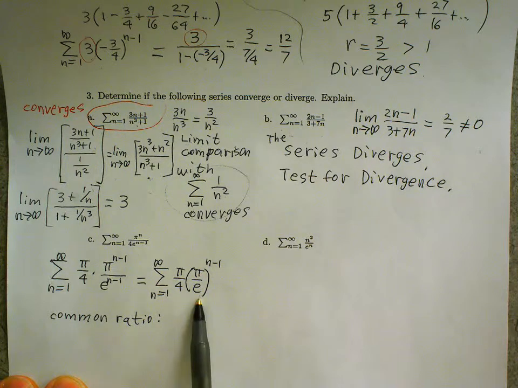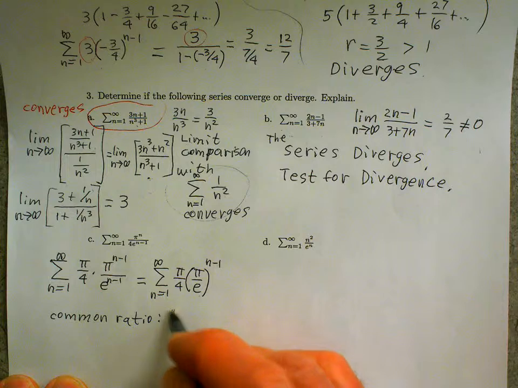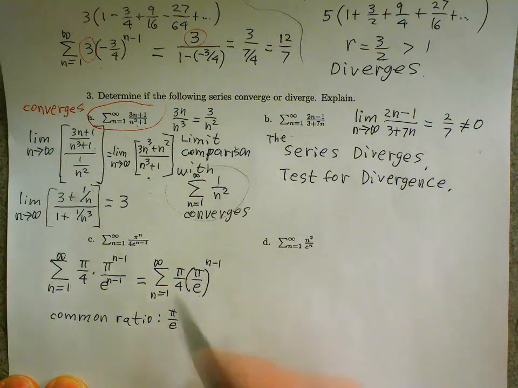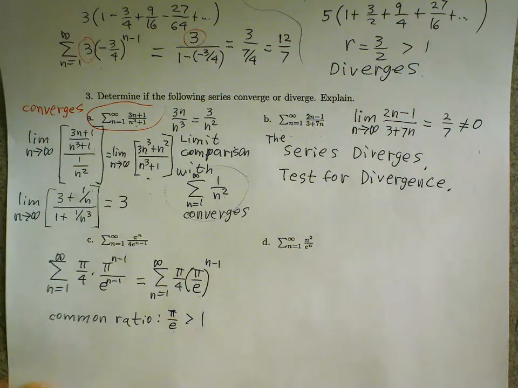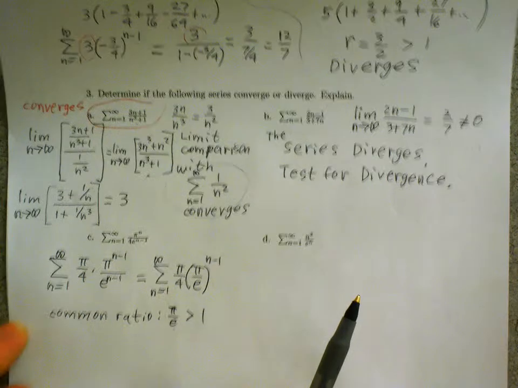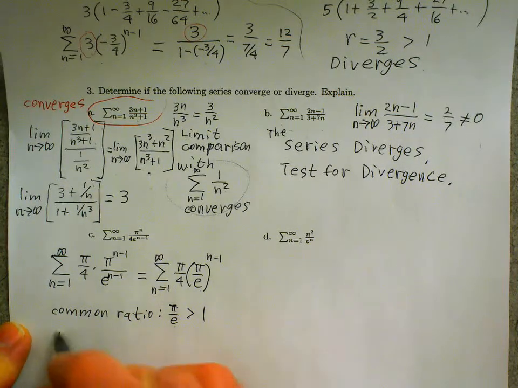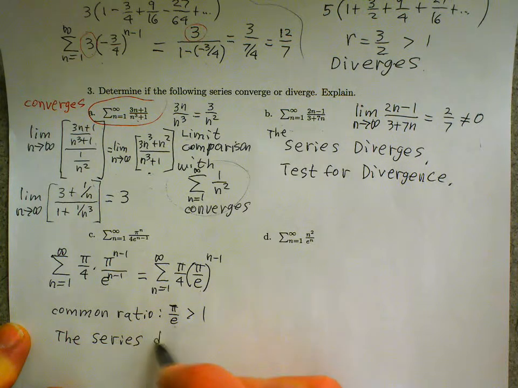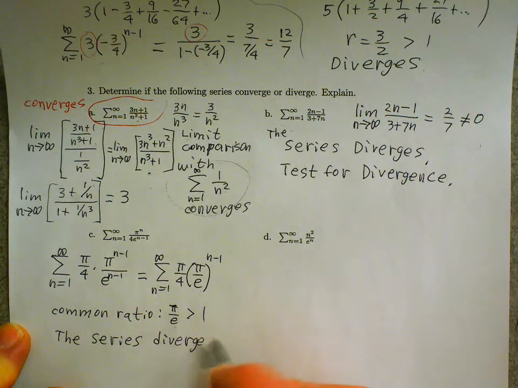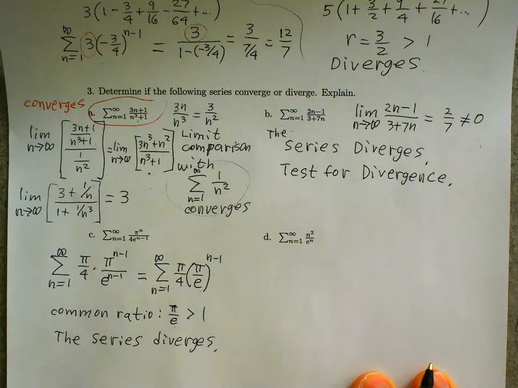Pi over e is the common ratio. Pi is about 3.14159. E is about 2.71828. So this common ratio is greater than 1. So that means the geometric series diverges. And that's all we needed to do on that one.